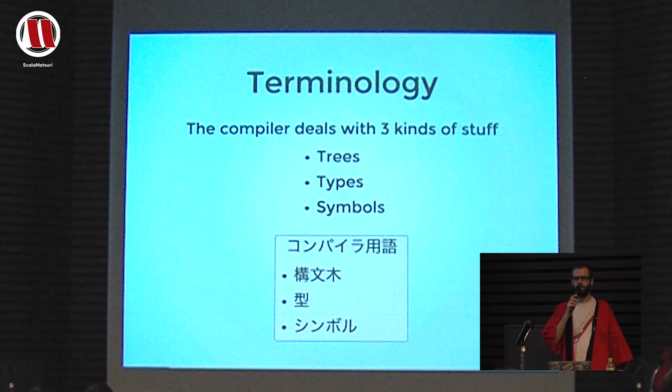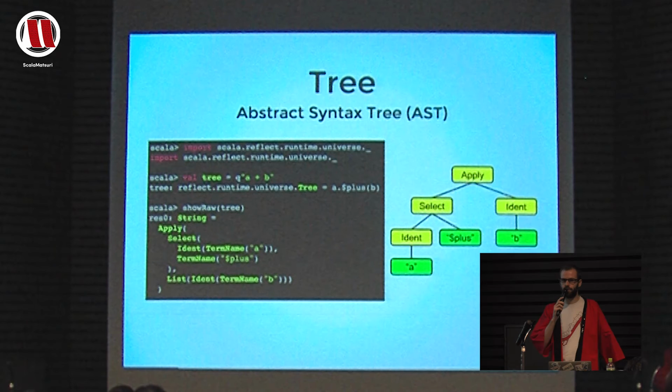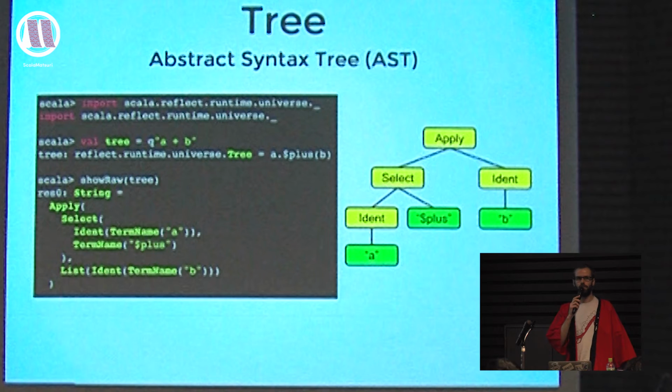Before we do that, we should just look at some terminology. When you talk about the Scala compiler, you often end up talking about these three types of things: trees, types, and symbols. So I'll just go through those. First, trees, or abstract syntax trees, ASTs. So this is a data structure that the compiler uses to represent your Scala source code.